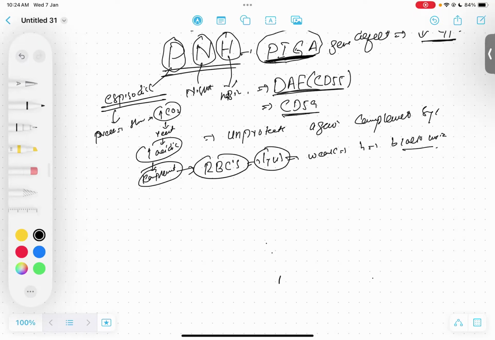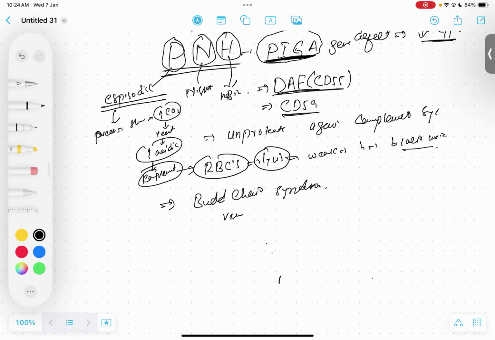So the complication of paroxysmal nocturnal hemoglobinuria, and the most common cause of death in these patients, is Budd-Chiari syndrome, hepatic thrombosis due to venous thrombosis. Okay, doctors, so this is the whole picture behind paroxysmal nocturnal hemoglobinuria.